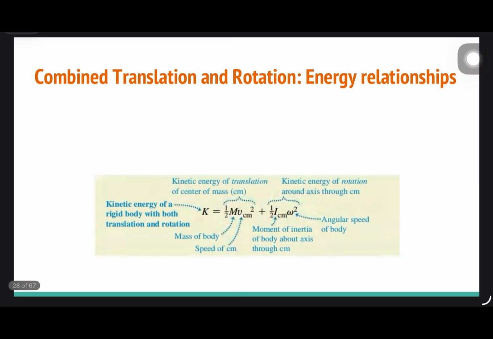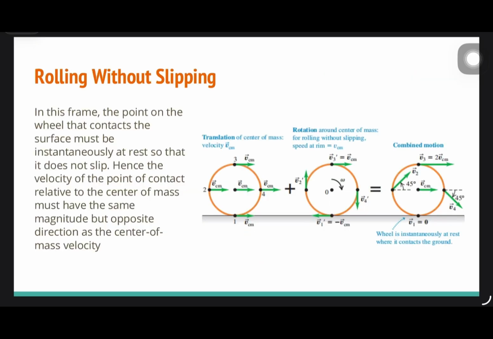Okay. So, here is the total kinetic energy when the translation and rotational motion are combined. So, K is equal to 1/2 m v sub cm squared plus 1/2 I sub cm omega squared. Yung cm na subscript dito, that means center of mass. Okay? Okay, next is the rolling without slipping.